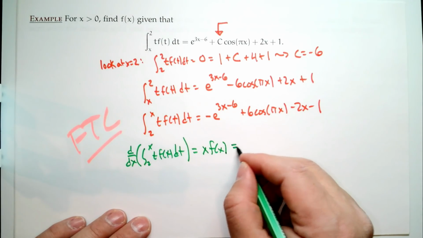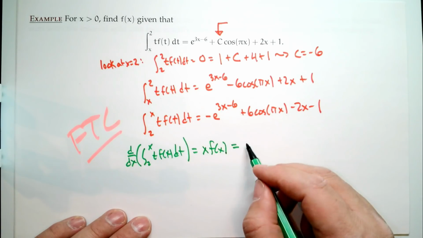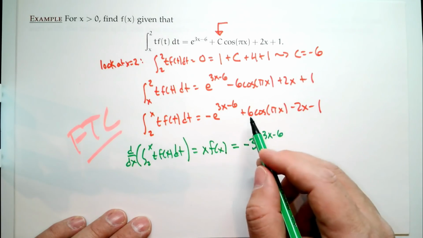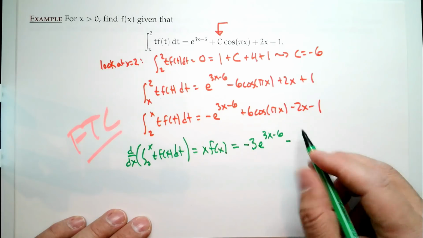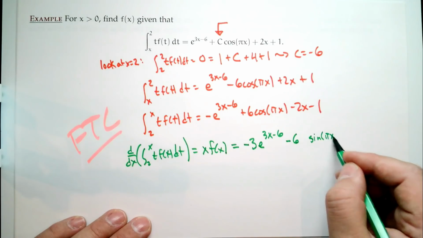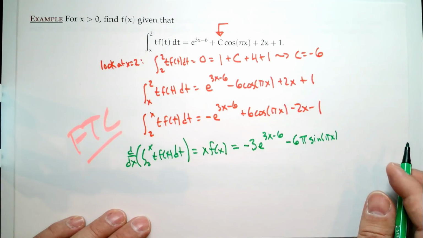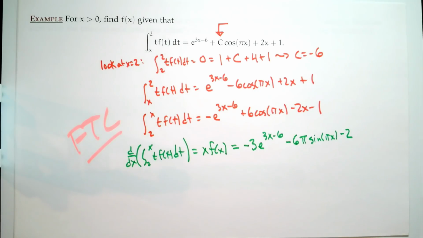What's the derivative of the right-hand side? So we go through term by term. Derivative of minus e to the 3x minus 6, that's minus 3 e to the 3x minus 6. Derivative of 6 cosine pi x will be minus, the derivative of cosine is negative sine, and then we have to remember to include a pi here. So minus 6 pi sine pi x. Derivative of minus 2x is minus 2, and the derivative of minus 1 is 0. So that's what we get when we take a derivative.